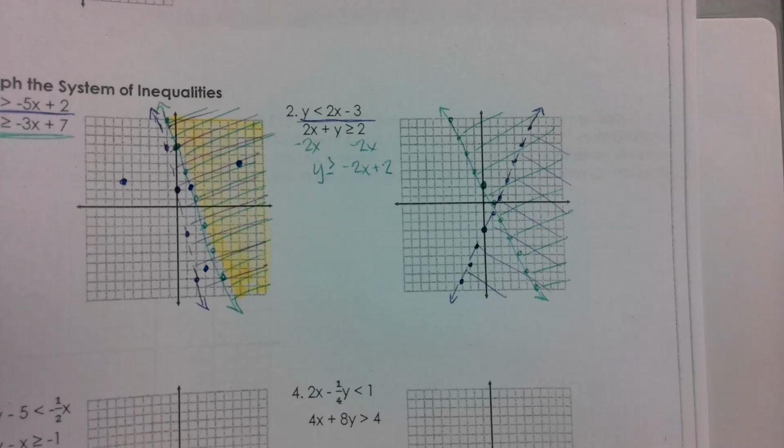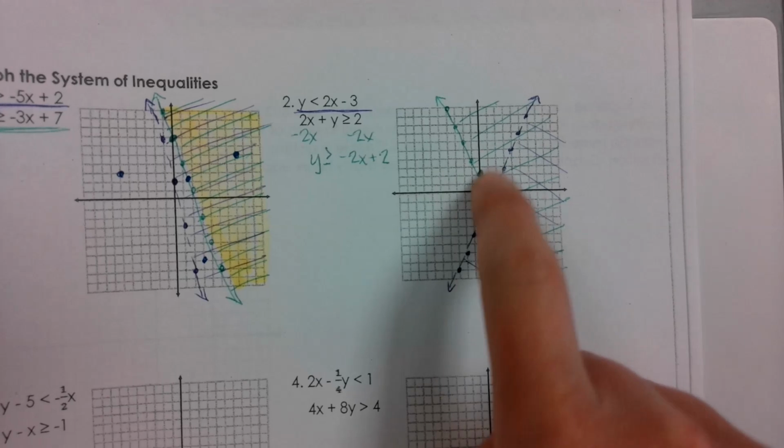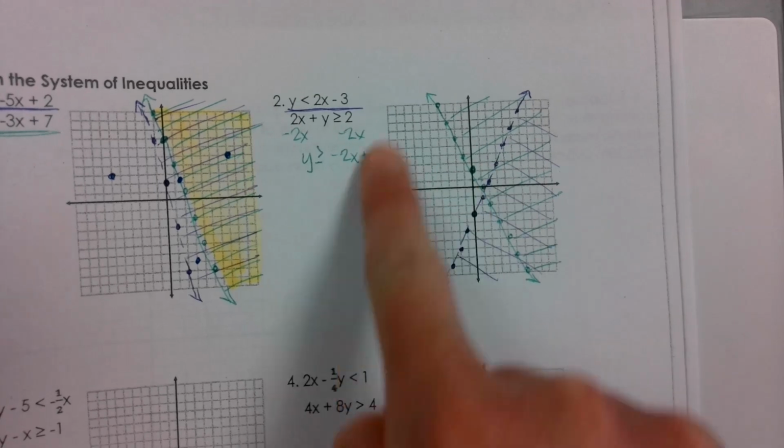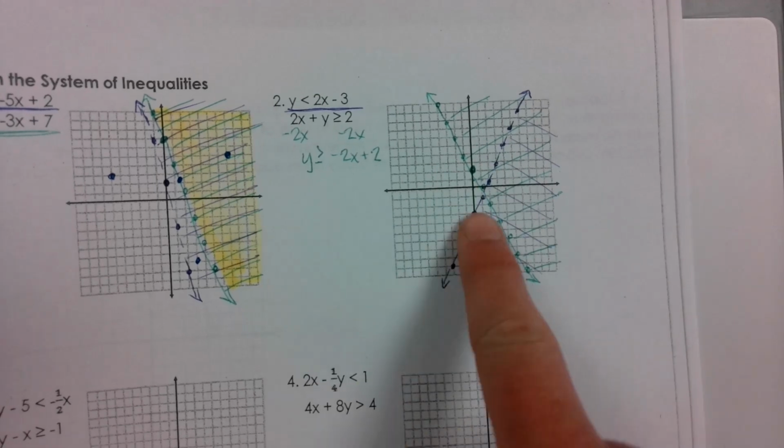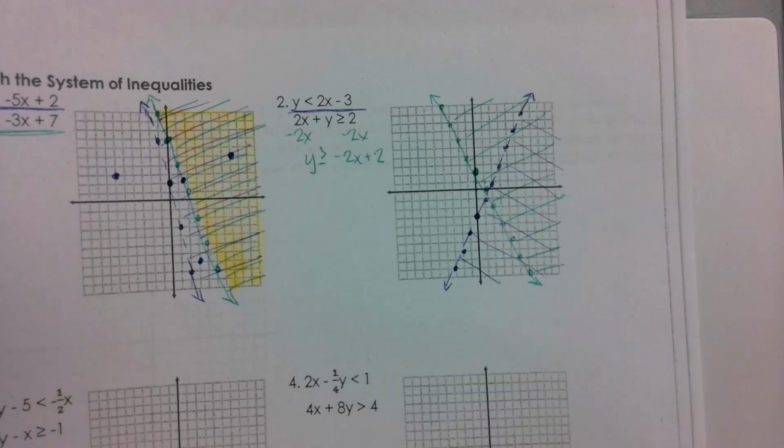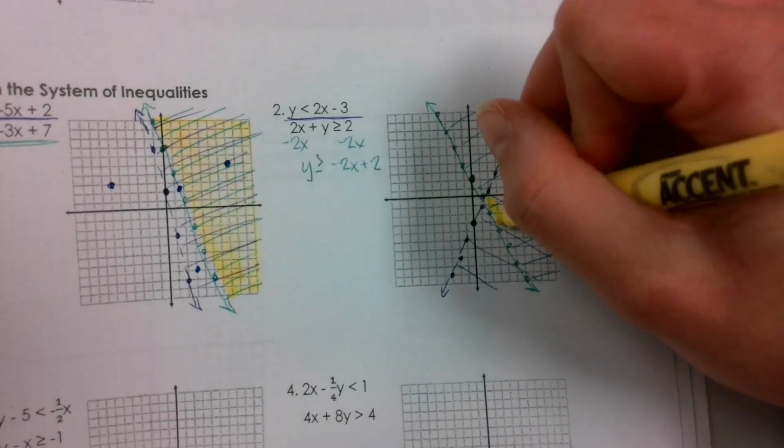So where's our solution set going to be? Where you got both colors, where they overlap. So is that happening here? What about here? Here? Here? Yes. So I'm going to color this section because that's our solution set.